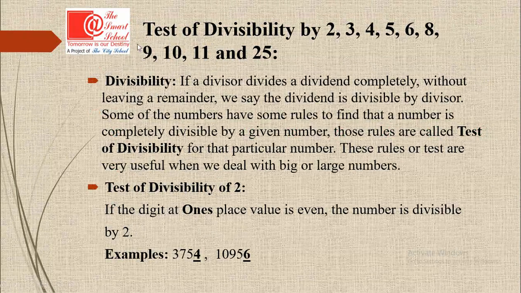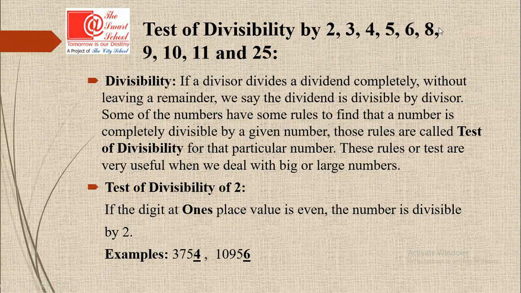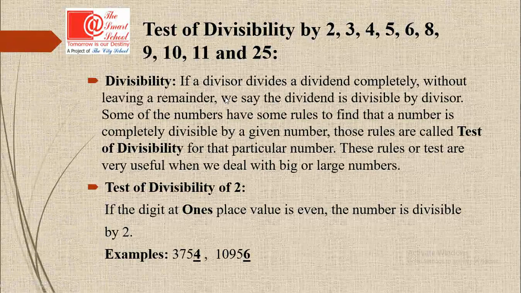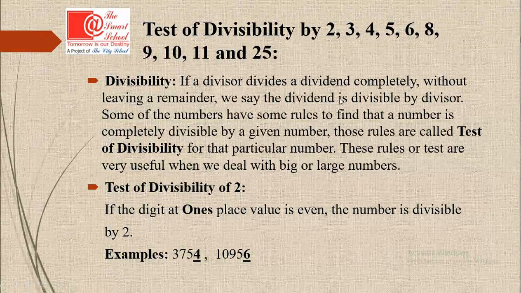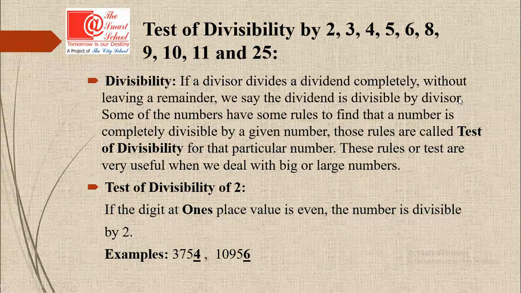Now, the next topic is test of divisibility by 2, 3, 4, 5, 6, 8, 9, 10, 11 and 25. Students, you have done test of divisibility by 2, 3, 5 and 10 in your previous years. Today we will revise what divisibility is and we will do the test of more numbers. Divisibility is when a divisor divides a dividend completely without leaving a remainder. We say the dividend is divisible by the divisor.